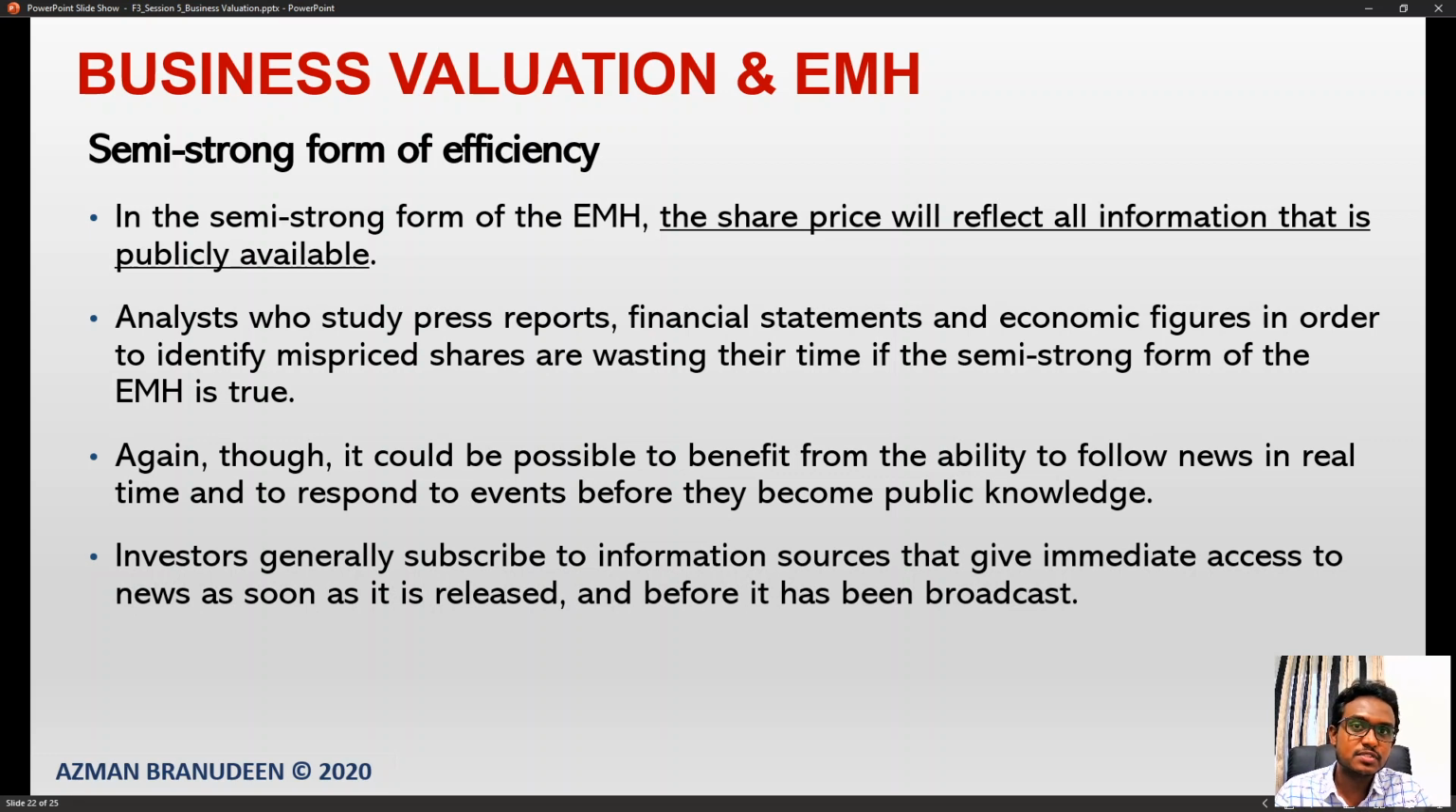Investors generally subscribe to information sources that give immediate access to news as soon as it is released and before it has been broadcast. And that is one reason why companies like Bloomberg, in fact, thrive, because Bloomberg terminals, right, are designed to provide real-time information about a stock that can ideally help an investor react very fast to market information, because whatever is going on in the company doesn't matter.